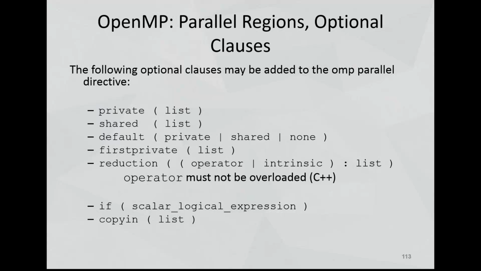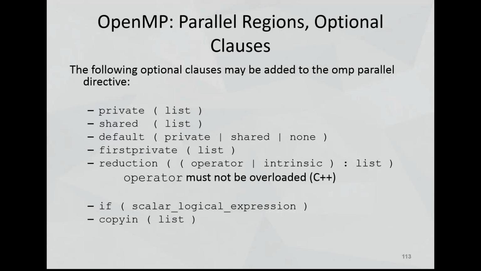We cannot, well, we shouldn't overload anything in C++, but anyway. For variables listed in a reduction clause, a special private variable is created and initialized for each thread. Once we get to the end of the code region that we're using, we then reduce the partial answers from each thread to one final answer, combine that together, and come back and rejoin what we're doing.